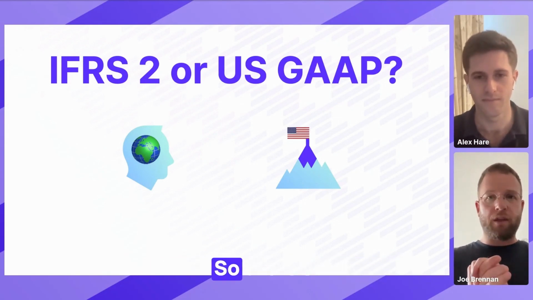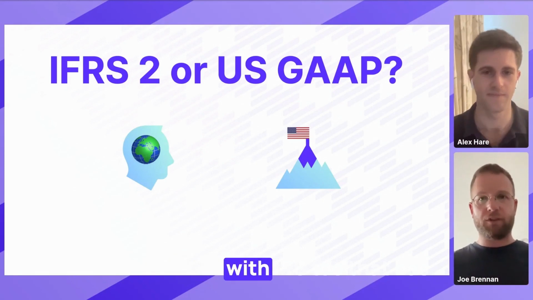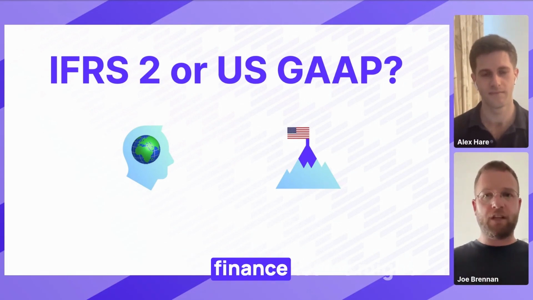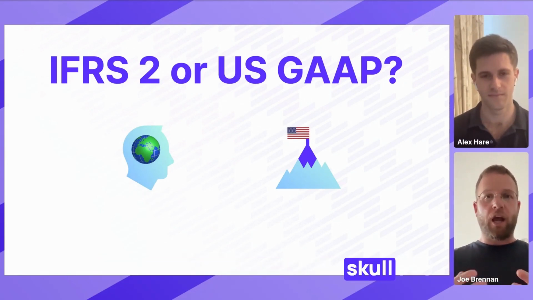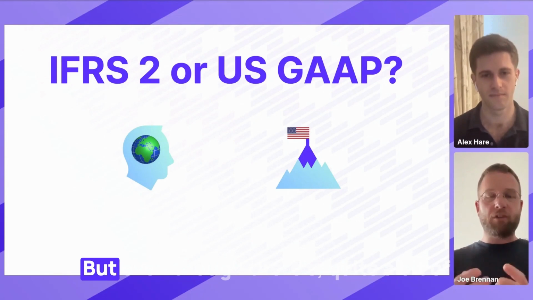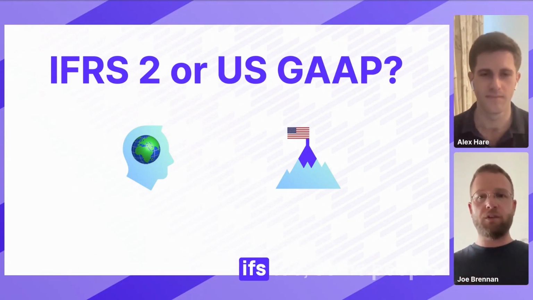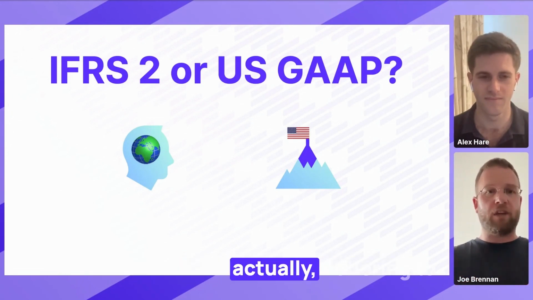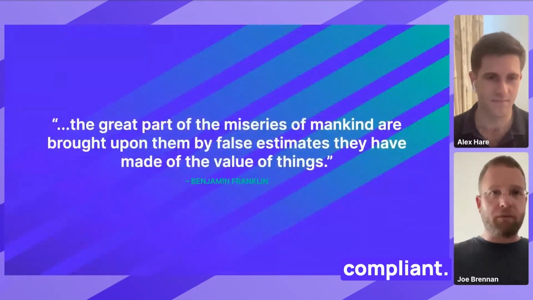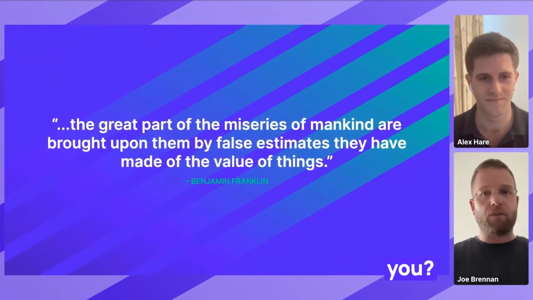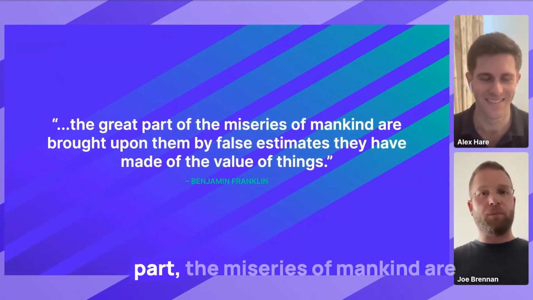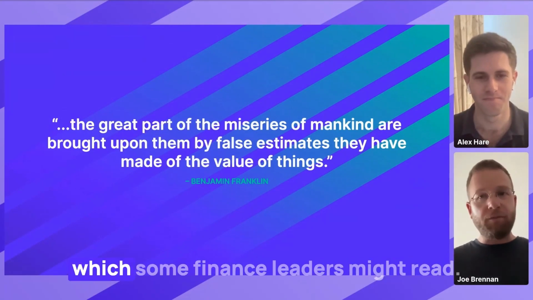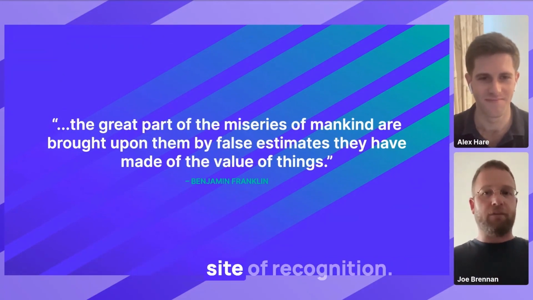So there's lots of stuff with IFRS 2 that has maybe a bit of a scary reputation of being extremely complex. CFOs and finance teams might have grappled with Black-Scholes and other complex models and formulae, but even though there's quite a bit of hard stuff with IFRS 2, some people are surprised by the nuances that are involved with actually adhering to the standards and staying compliant. Would you believe we actually have a Benjamin Franklin quote for you? He said quite some time ago, the great part of the miseries of mankind are brought upon them by false estimates they've made of the value of things, which some finance leaders might read with a sigh of recognition.